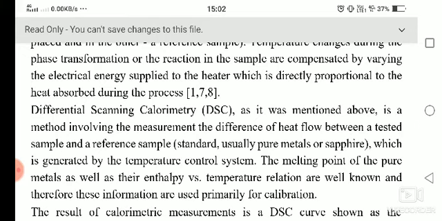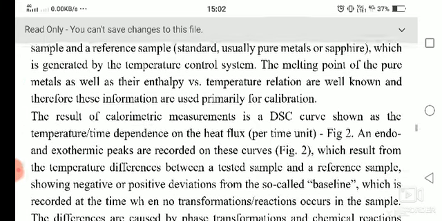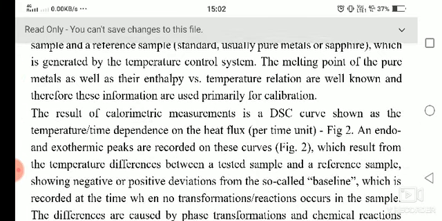Differential scanning calorimetry, as mentioned above, is a method involving the measurement of differences of heat flow between a tested sample and a reference sample, which is generally generated by the temperature control system. The melting point of the pure metals as well as their enthalpy versus temperature relation is well known, and therefore that information is used primarily for calibration.